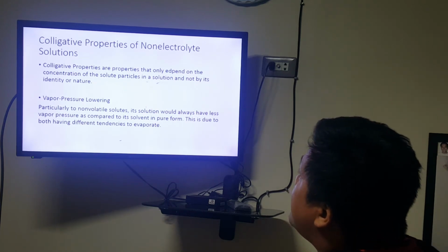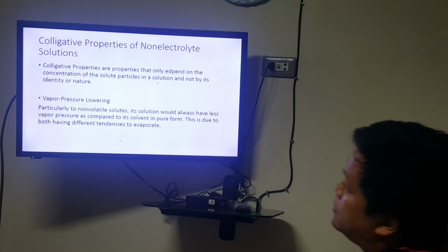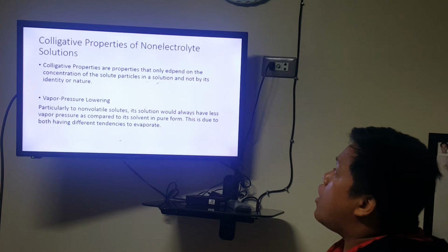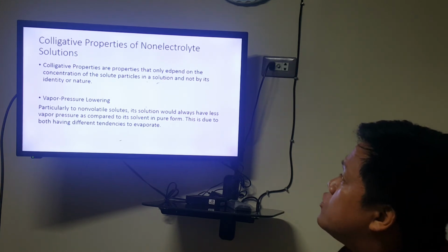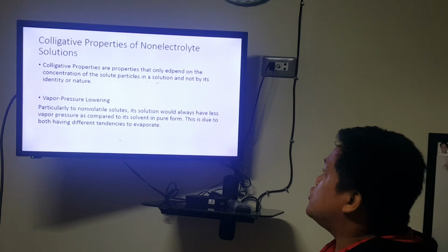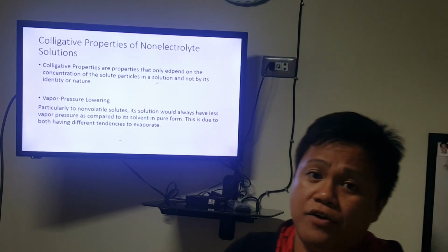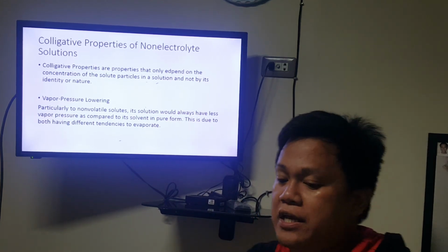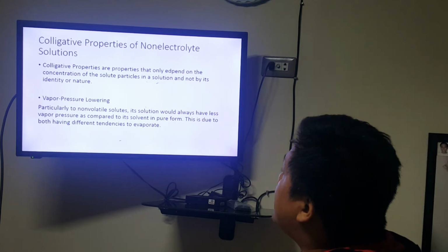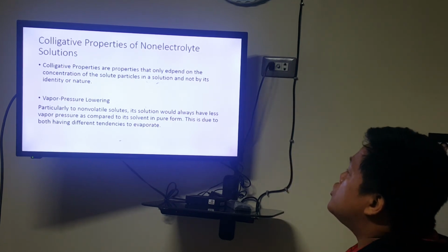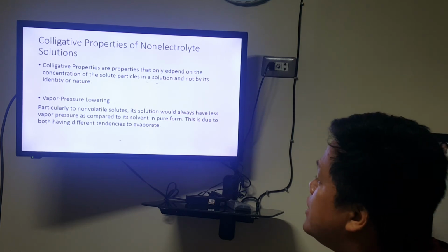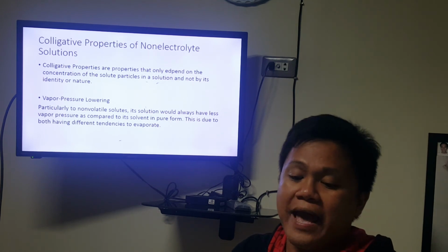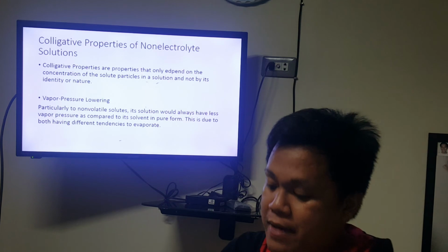Colligative properties of non-electrolyte solutions. Colligative properties are properties that only depend on the concentration of the solute particles in a solution and not on their identity or nature. Next is vapor pressure lowering. Particularly for non-volatile solutes, its solution would always have less vapor pressure as compared to its pure solvent. This is due to both having different tendencies to evaporate.